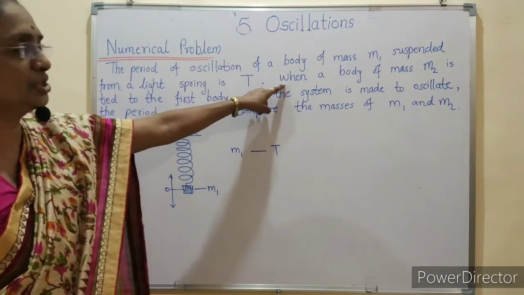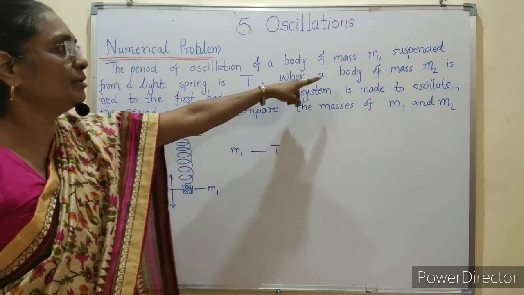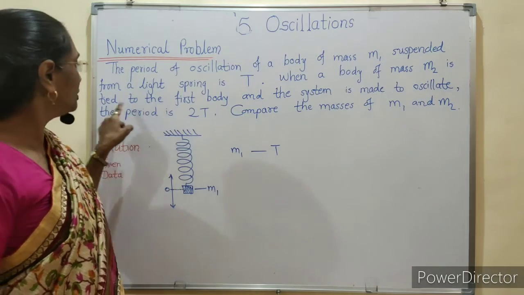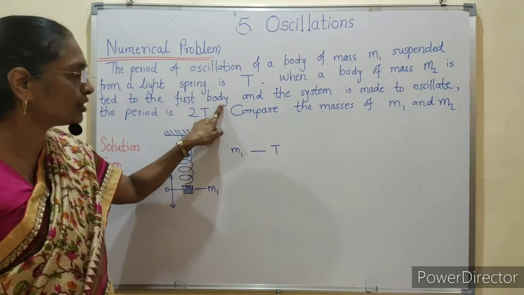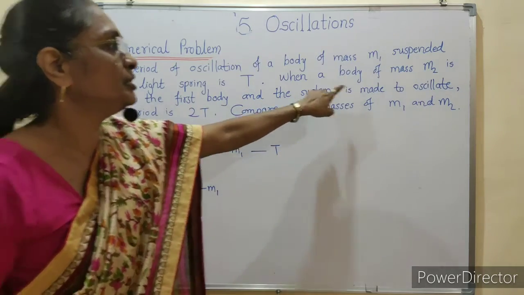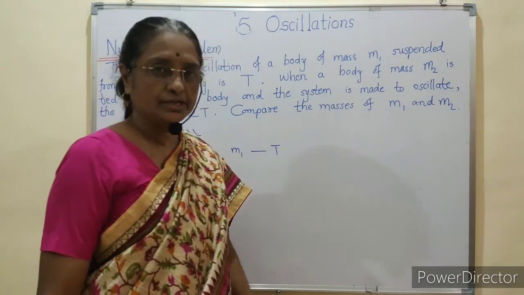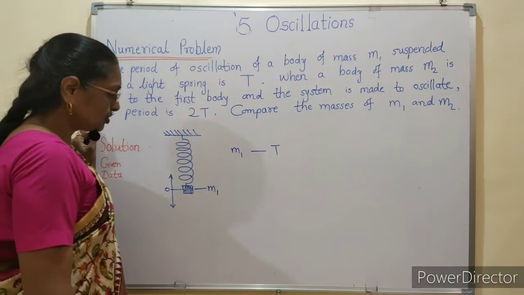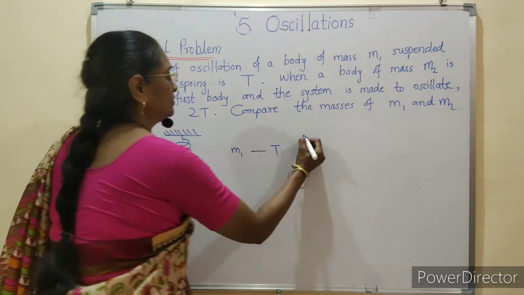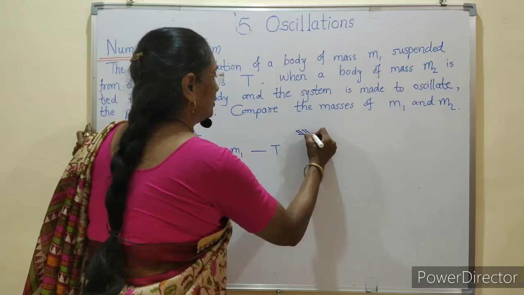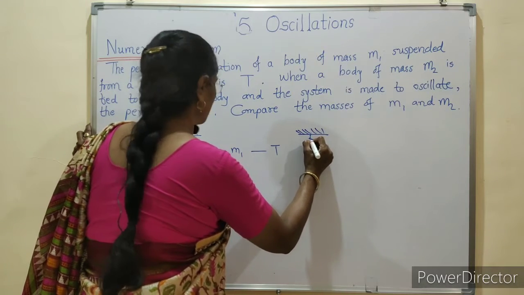Now the next sentence, when a body of mass m2 is tied to the first body and the system is made to oscillate. How can we show the system here? Again the same situation.